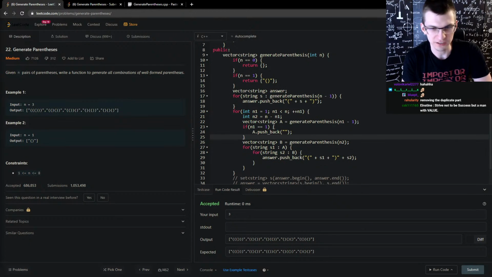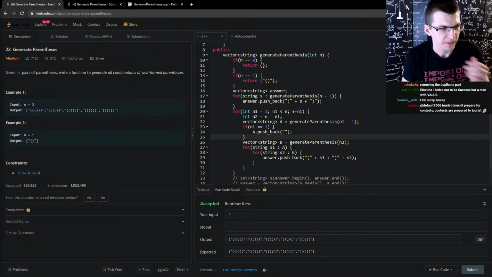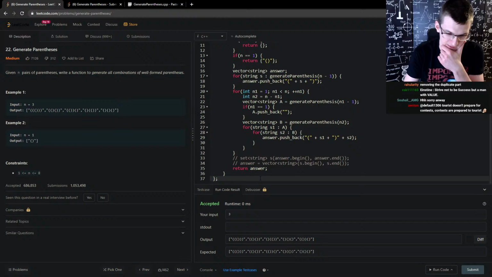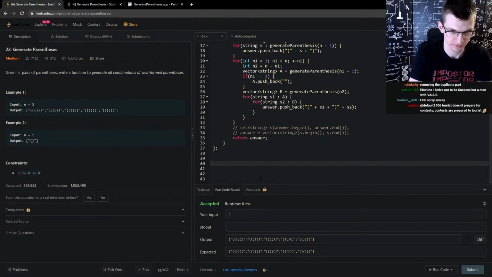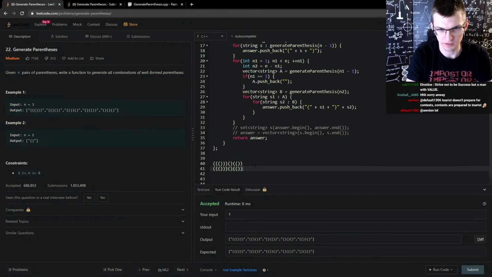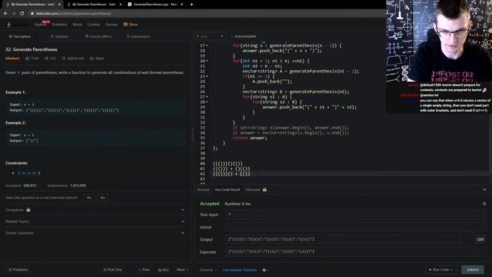Removing the duplicate part. Oh, this is what you meant. Yeah. So you see, every string. So the issue was this. Something like this we double counted, because we counted it in the following two ways, like this and like that.